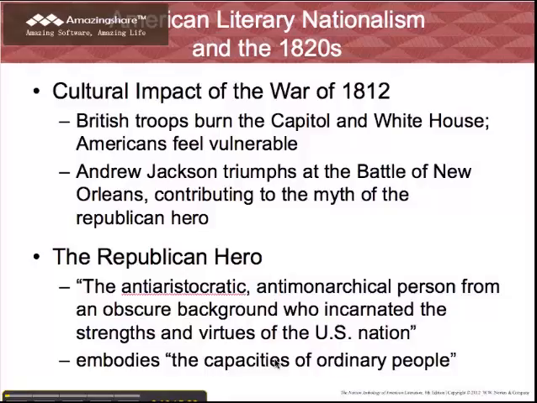This figure would reappear in the 1850s in Whitman's poetic persona in Song of Myself and other poems, Thoreau's persona in Walden, and in ironic form in Melville's Bartleby and Moby Dick.